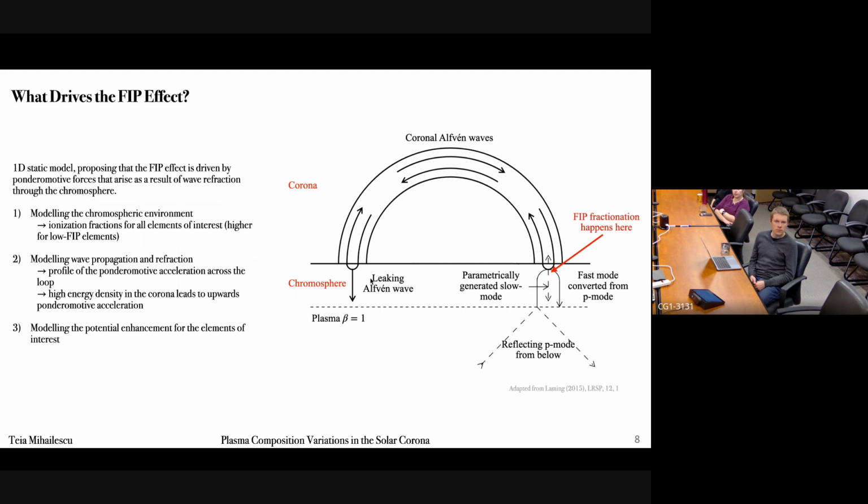So based on temperature and density variations as a function of height, using the Saha equation, we can calculate the ionization fractions for all the elements that we're interested in as a function of height. And then that is the first part, the chromospheric environment. And then we propagate a wave through the corona and through this modeled chromospheric environment. And based on the properties of the wave we selected, the reflection and refraction when the wave reaches the chromospheric environment will have different profiles.